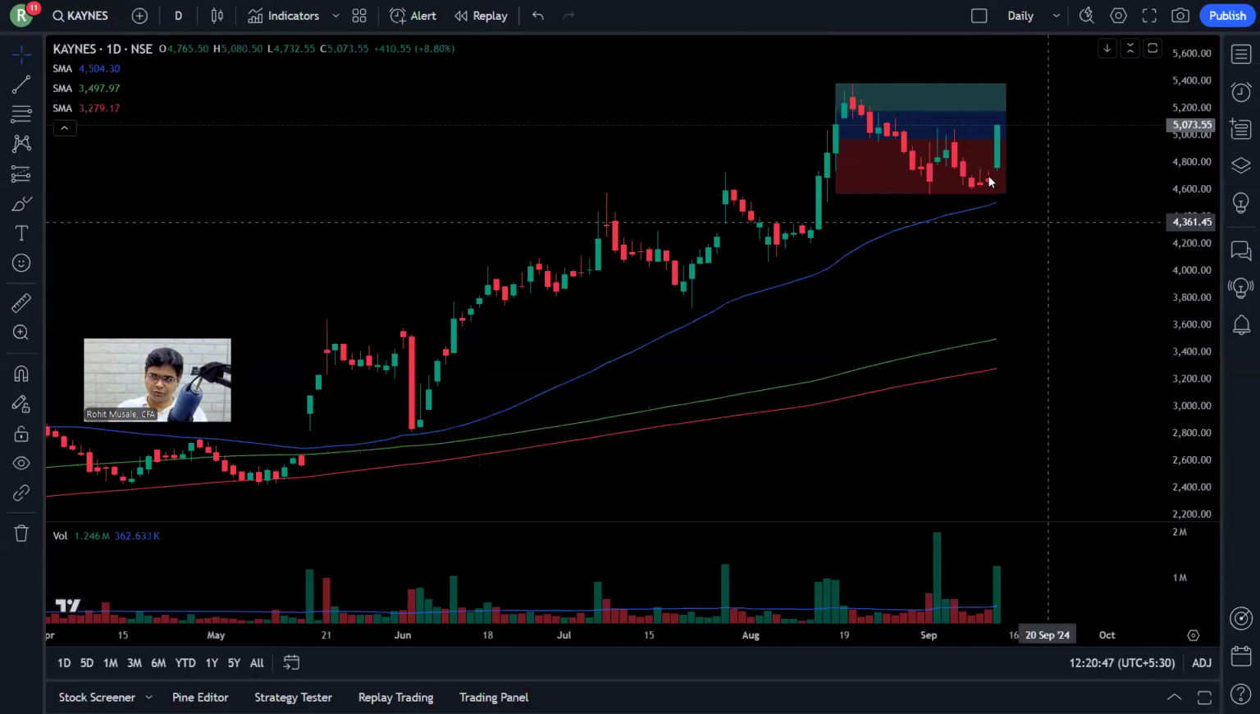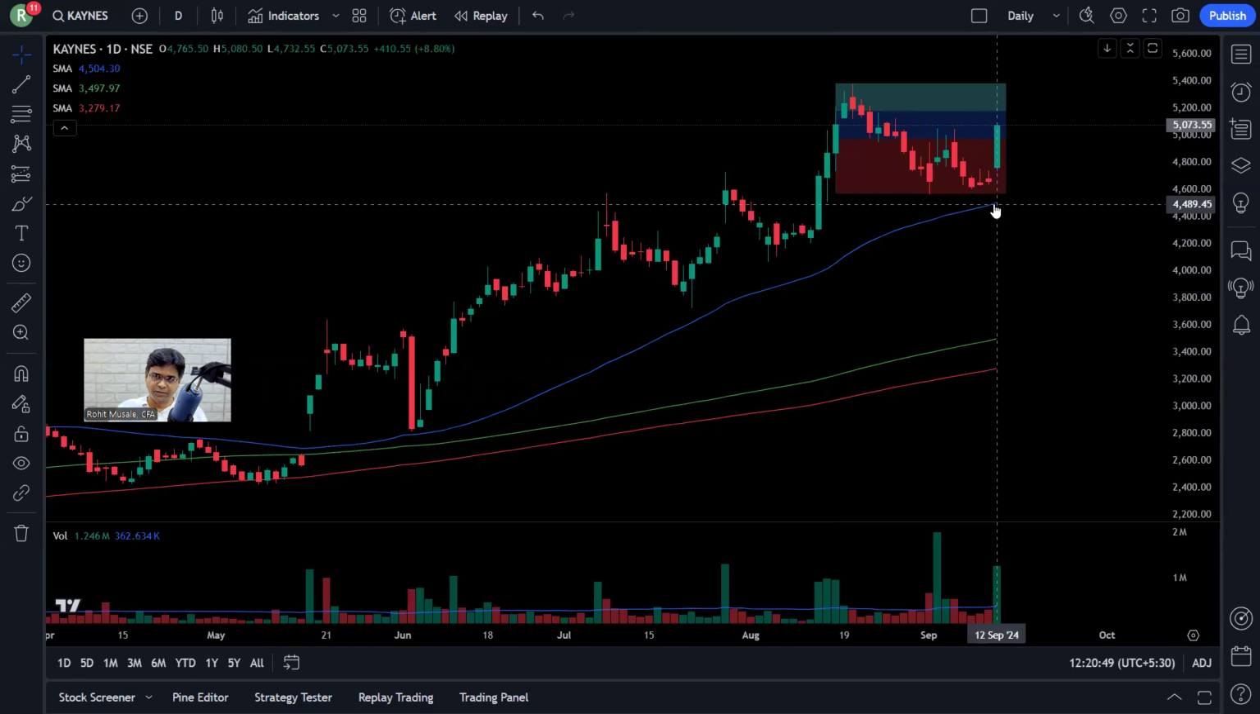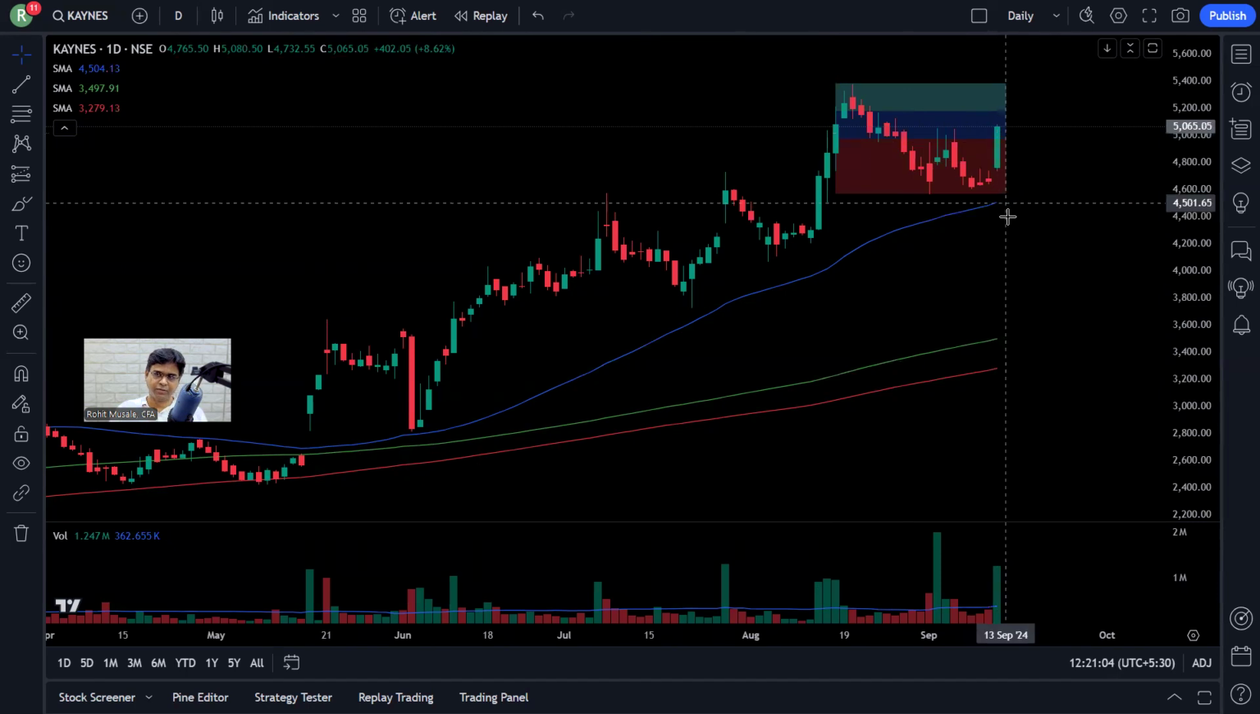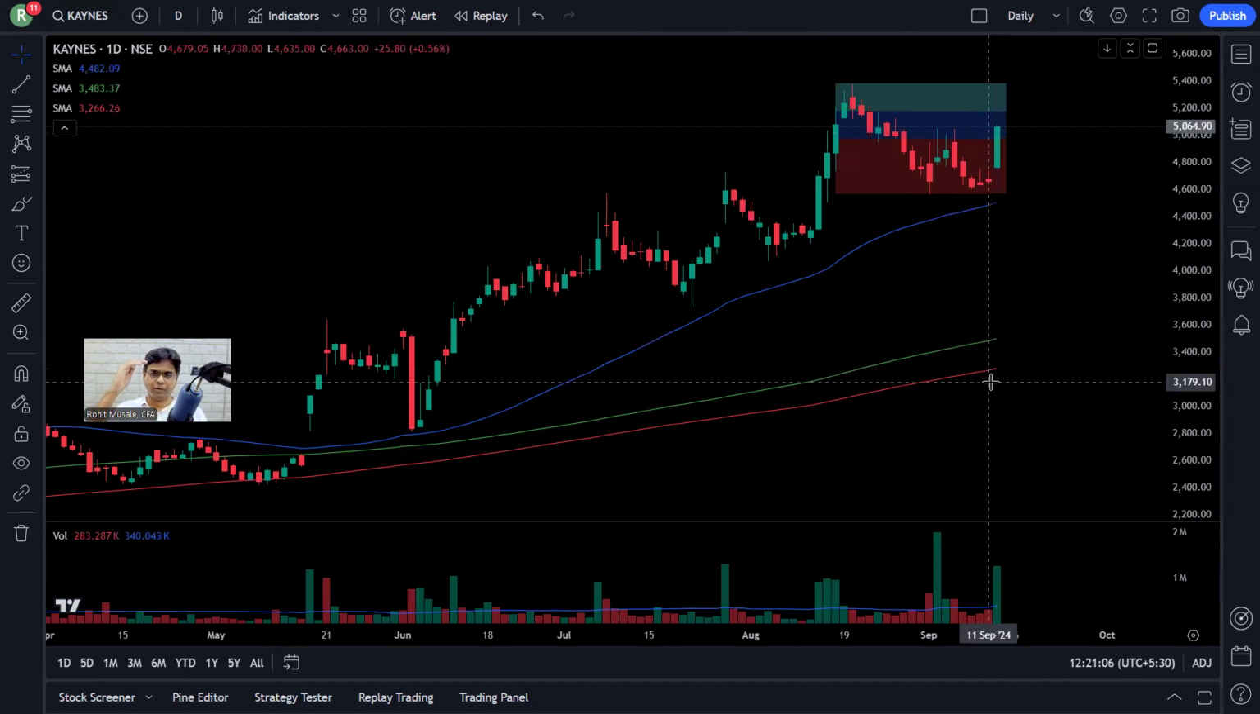Look at this chart. So price is above the 50-day simple moving average, which is the blue line. The blue line is above the 150-day moving average, which is the green line. And the green line is above the 200-day moving average, which is the red line. Okay. So price, blue, green, red. P, B, G, R. Remember this formula. P, B, G, R. Price, blue, green, red.